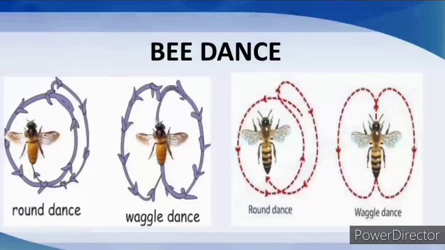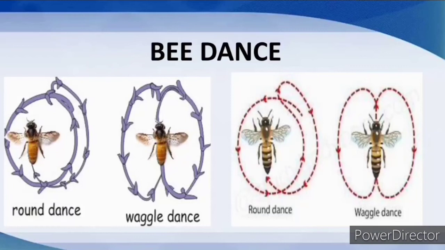So let me tell you about the round dance. The round dance tells other bees how to get to places close to the hive. You see it now? Maybe the bees are out of the hive and they want to get back to the hive. So a bee just does a round dance. As you can see, it goes round in circles. That's why it's called a round dance. So it tells other bees how to get to places close to the hive.